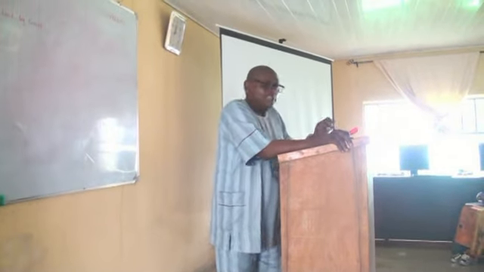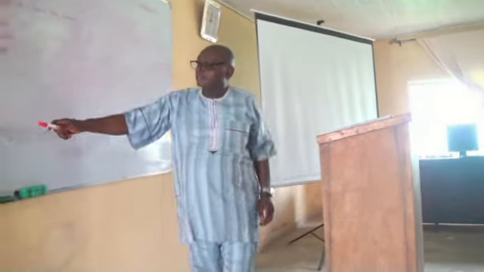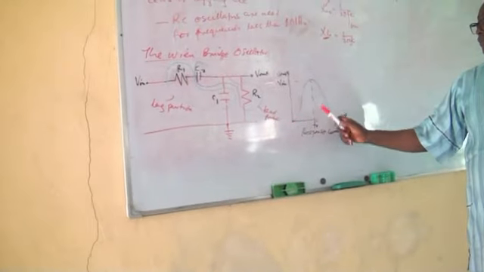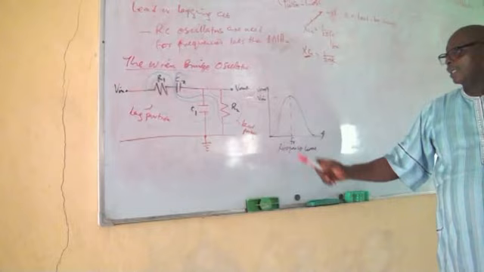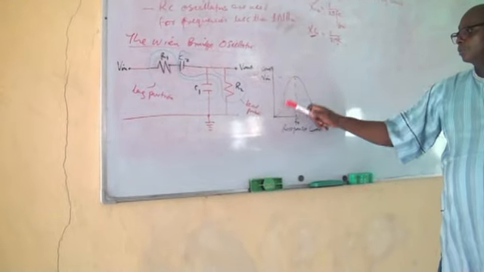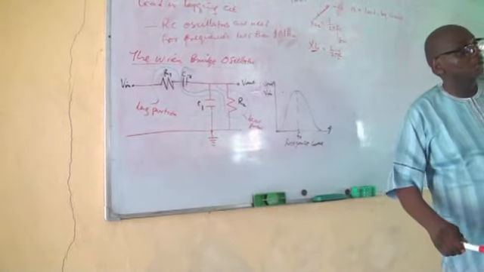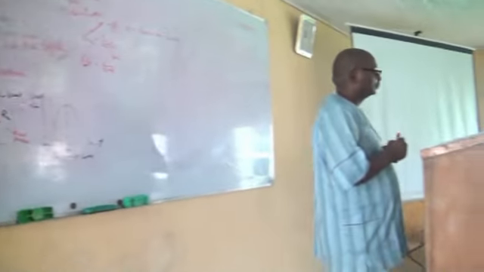And the response curve is shown here. This is the response curve of the circuit. This is the resonant frequency. This is the voltage in, this is the voltage out. This is a graph of V out against the frequency. Have you seen it? Yes.